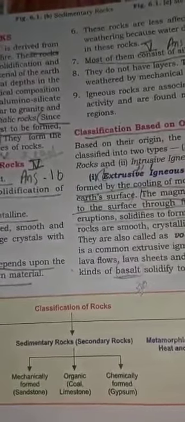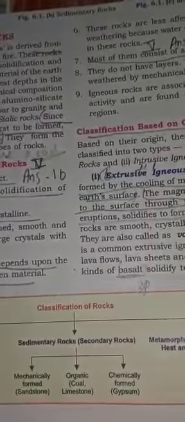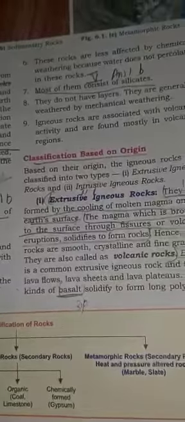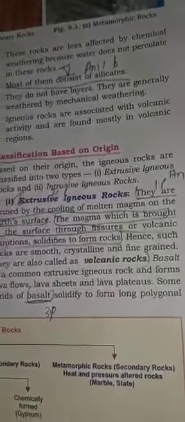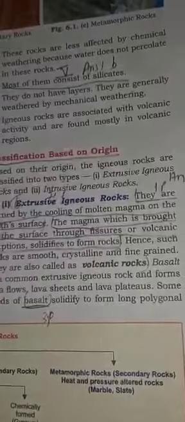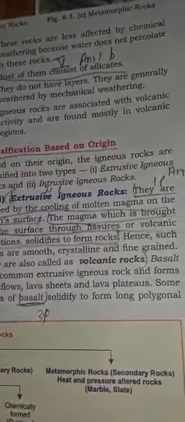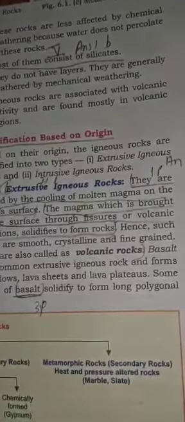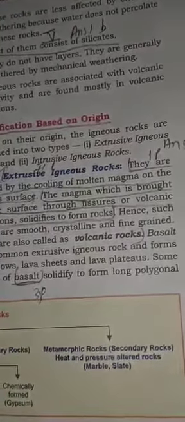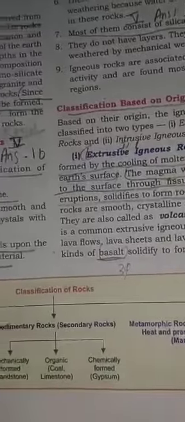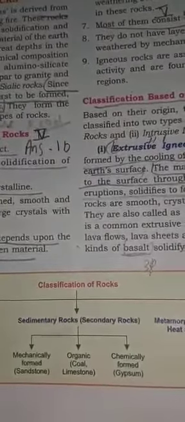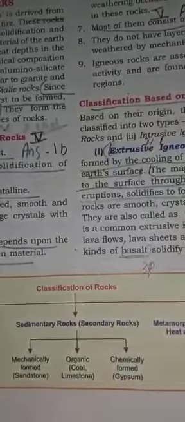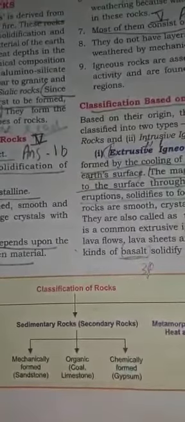And then third, children, is metamorphic. This is also coming in the secondary group, and it is formed due to heat and pressure. Under this, two types of rock come, that is marble and slate. In the secondary, that means sedimentary rock, children, there is a third type. First one, mechanically, I said, then the second one was organic, and third is chemically formed rock, and the example of this kind of rock is gypsum.